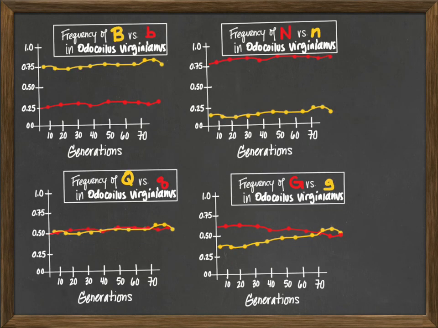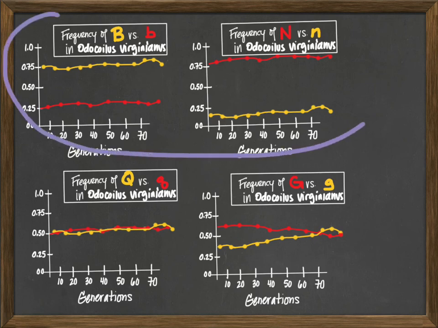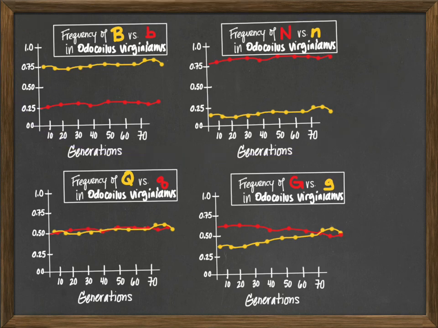Here we've got allele frequency charts for 4 different genes, big B little b, big N little n, big Q little q, and big G little g, in Odocoileus virginianus. That'd be the white-tailed deer to you and I. Now, if we look at the first 2 genes on the top, there really hasn't been a lot of change in the frequency of the dominant and recessive alleles. On the Q versus q, there hasn't been a lot of change. They've drifted up and down a little bit. There's been some change on the big G versus little g, but not a lot.